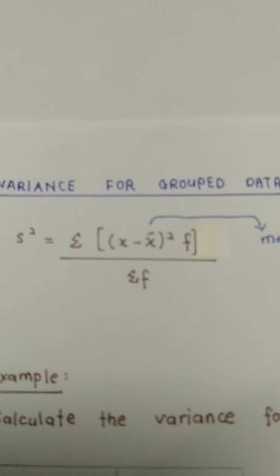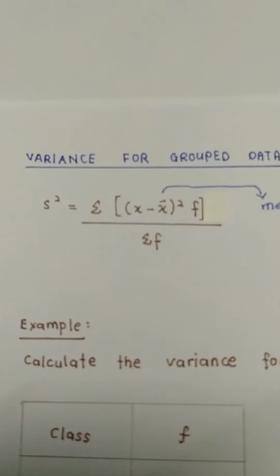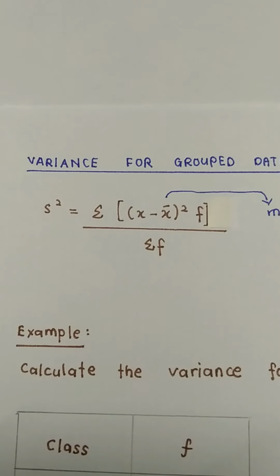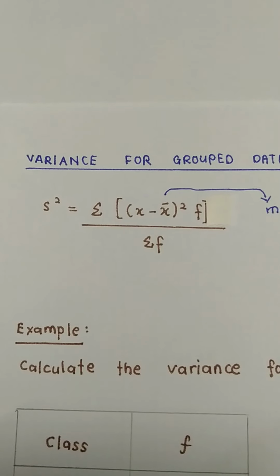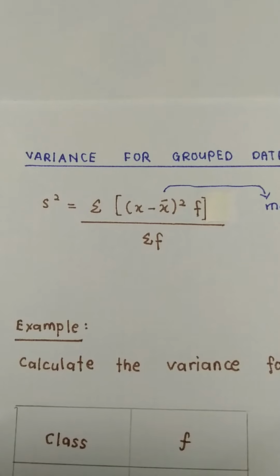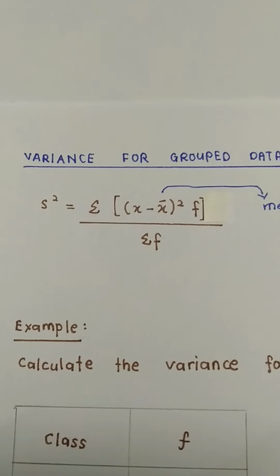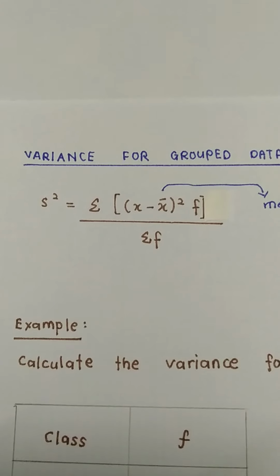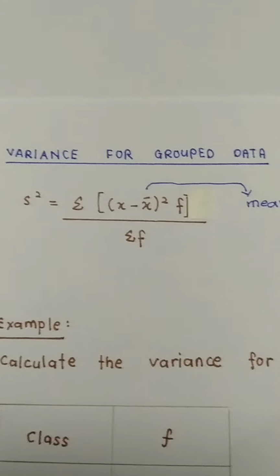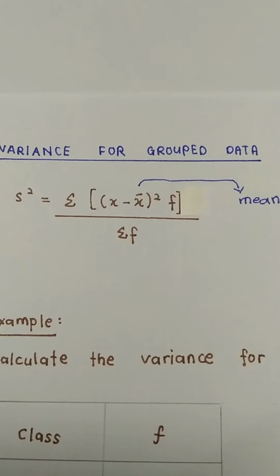So this is the formula of variance for group data. The notation of variance is S square. S square is equal to the summation of (x minus x bar) square multiplied with f, divided by the summation of f. So x is the midpoint of the class, x bar is the mean of the data, and f is the frequency for each class.